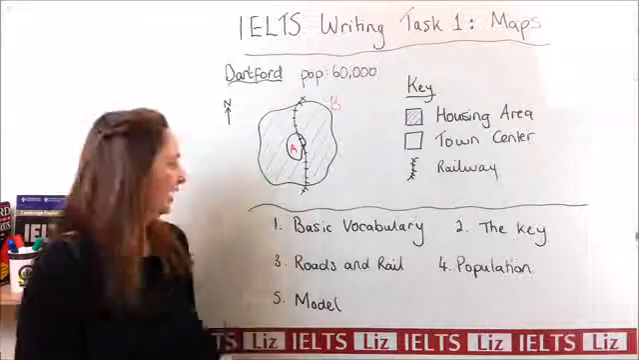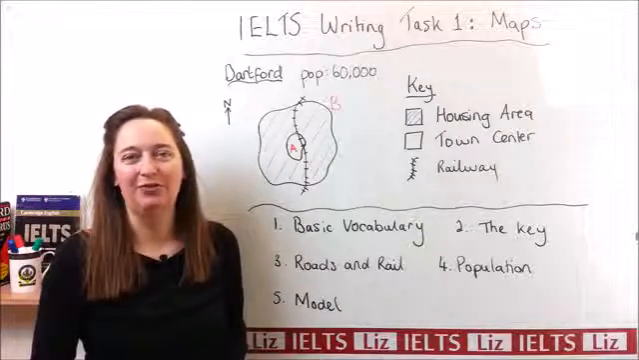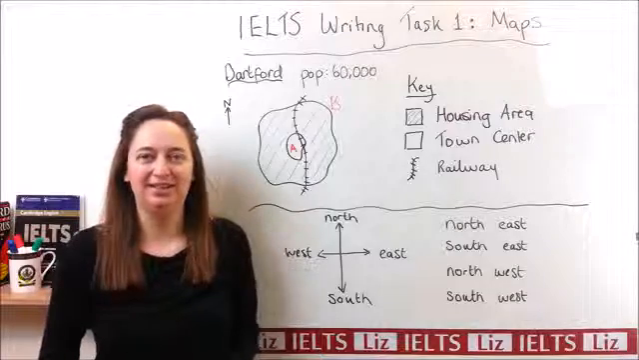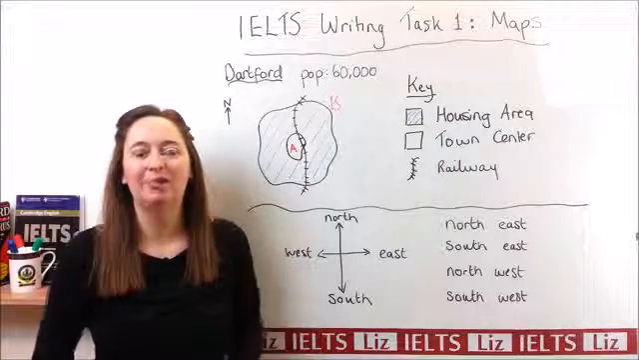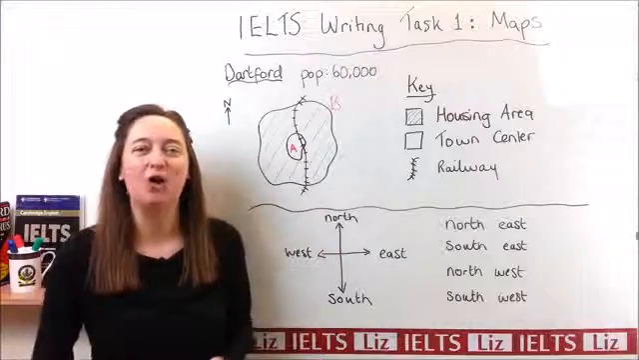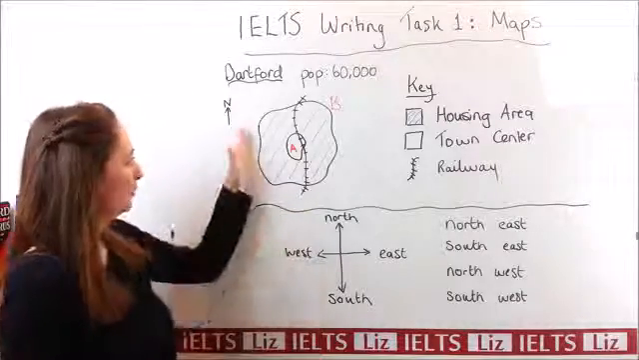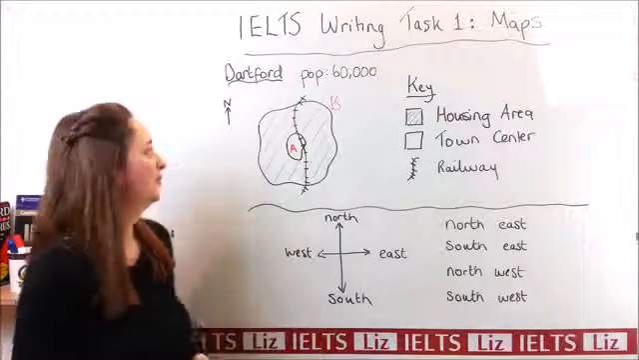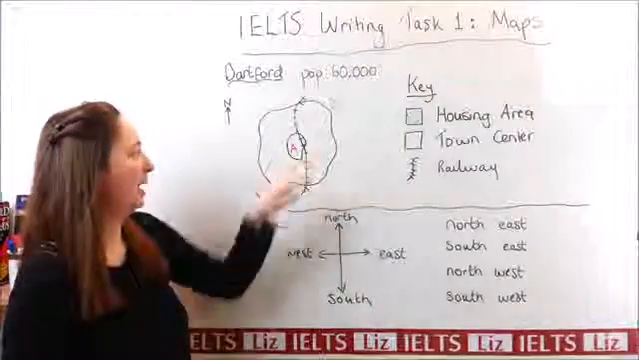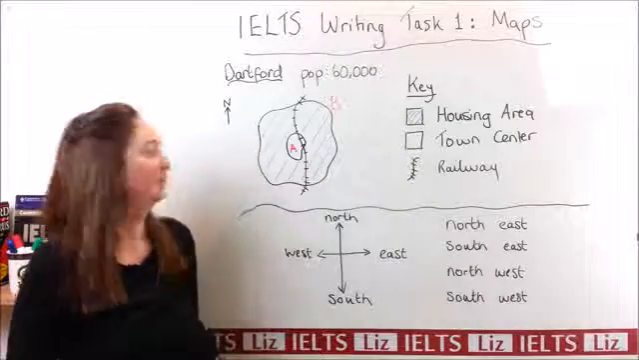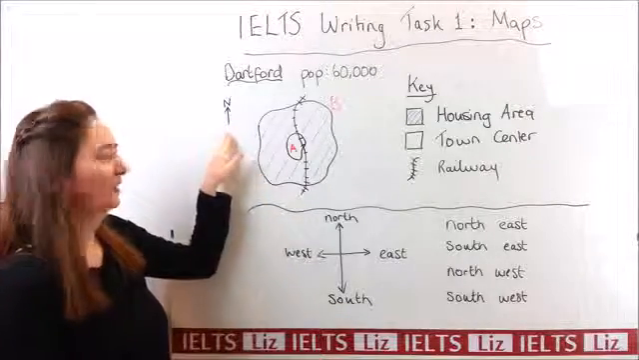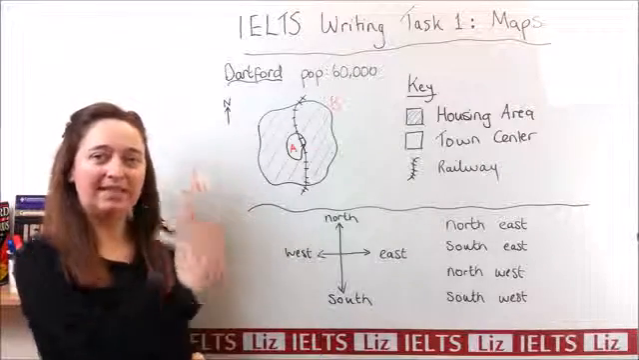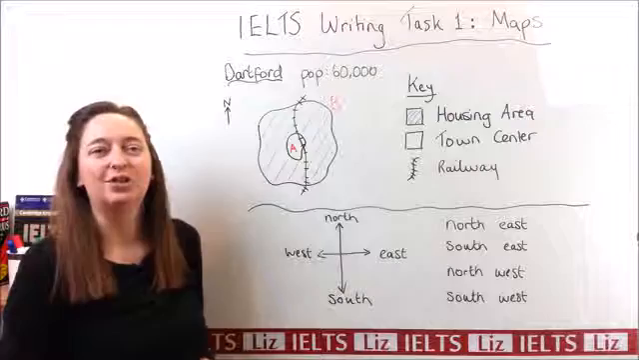Well, let's start and we'll have a look at some basic vocabulary for maps. When you get a map in IELTS Writing Task 1, you need to describe the location of things on the map. Now you can see we have a map here, and it's a map of a town called Dartford. And there are two places on the map, there's A and B. And you can also see we have a little symbol here. And that's a symbol to tell us that directly up, vertically, is north.